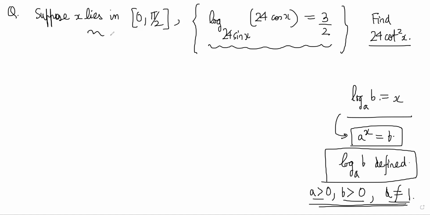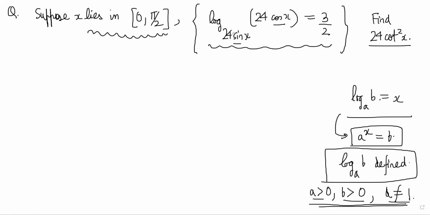Here, that's why he has said that x lies between 0 to pi by 2, because in 0 to pi by 2, if you think about it, it is fine, since both sin x and cos x are positive. So at least 24 sin x and 24 cos x are positive.